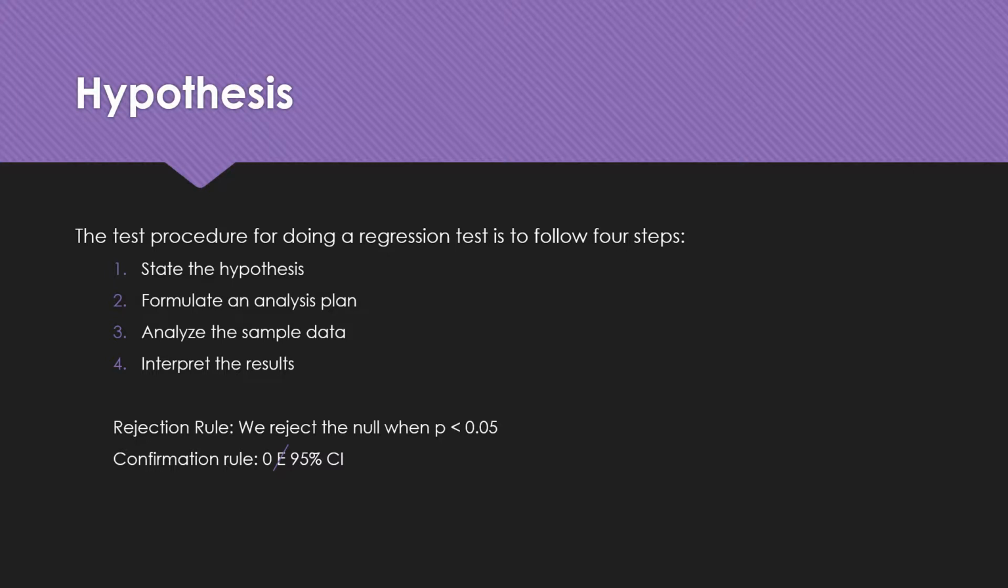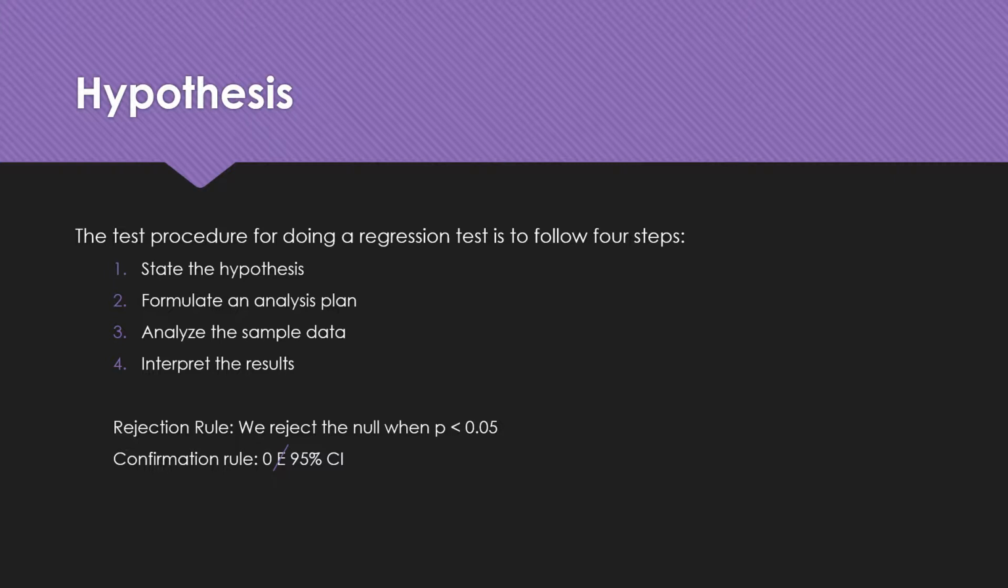As for the hypothesis, we'd like to test the procedure for doing a regression test. That will follow these 4 steps: stating the hypothesis, formulating an analysis plan, analyzing the sample data, and interpreting the results. Remember that the null states that beta equals 0, and the alternative hypothesis states that beta is not 0, meaning there is more than one significant regressor.